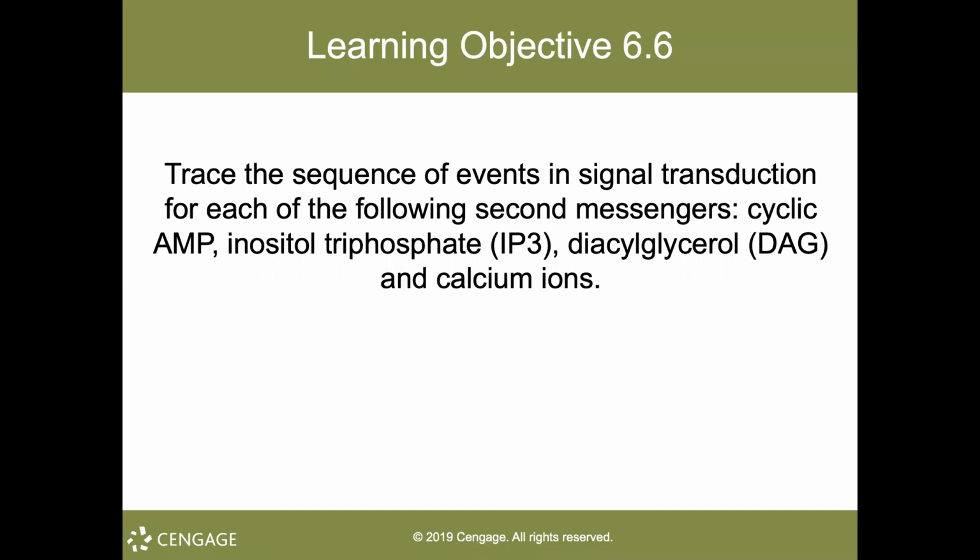In the last objective, we gave an overview of the signal transduction that occurs in the main types of receptors. And so in this objective, we focus on the G protein coupled receptor and the events in signal transduction following second messengers. The second messengers we're going to focus on are cyclic AMP, IP3, diacylglycerol or DAG, and calcium ions.